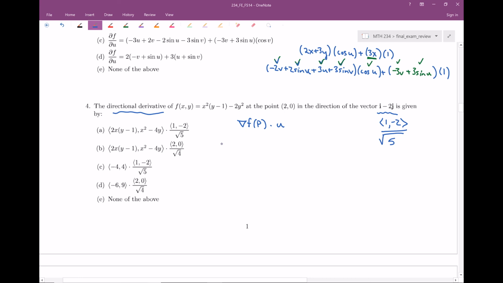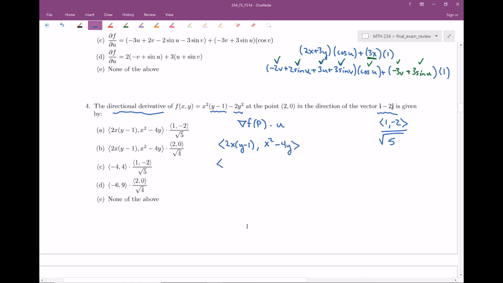So, okay, the gradient of f. Let's go ahead and take a look here. If I take the derivative of this with respect to x, I'm going to get 2xy minus 1, comma. If I take the derivative with respect to y, I think I would get x squared, right? So the x squared is constant, it's along for the ride. So when I take the derivative of this, I just get 1. So that's x squared times 1. And when I take the derivative here, that's going to be negative 4y.